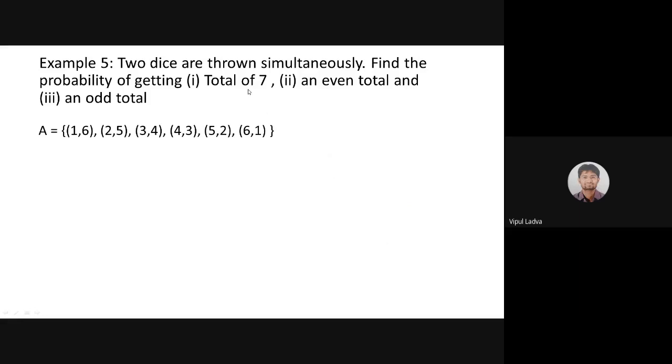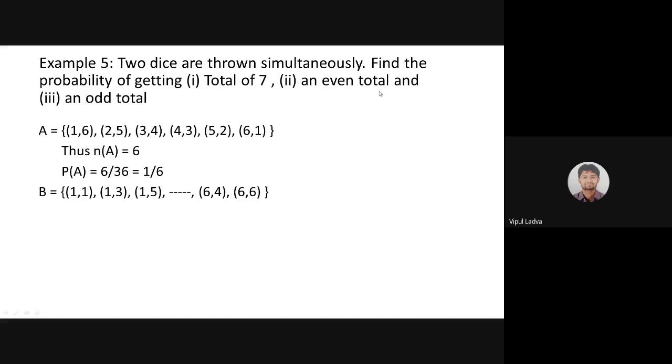Favorable cases for event A. Event A is getting a total of 7. The favorable cases will be (1,6), (2,5), (3,4), (4,3), (5,2) and (6,1). Observe that in all these ordered pairs, the total will be 7. Here order is not important in the total, but in an ordered pair, order is very, very important. (2,5) is not equal to (5,2); both are totally different. Take care of that. So these are the 6 favorable outcomes for event A, and the probability of event A will be 6 by 36, where 36 is our total cases.